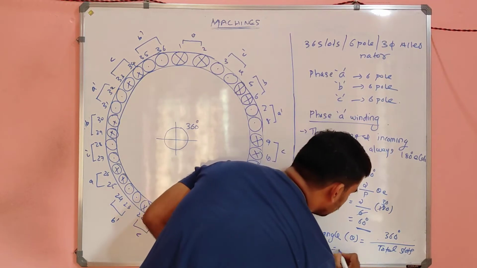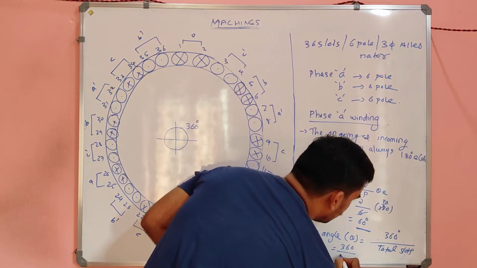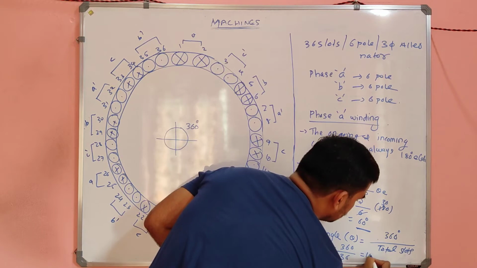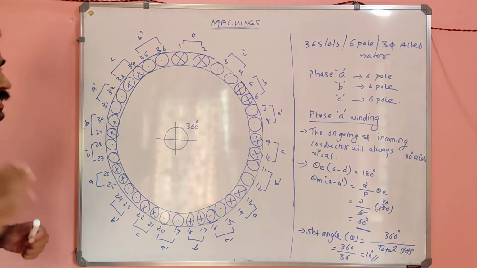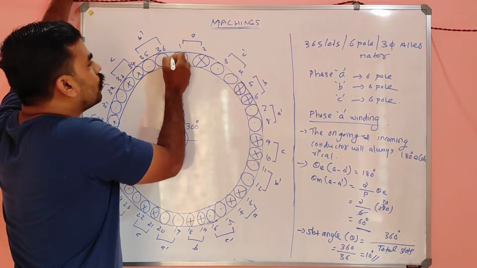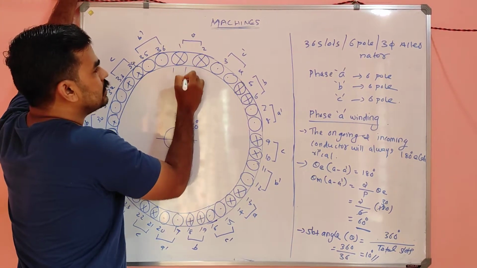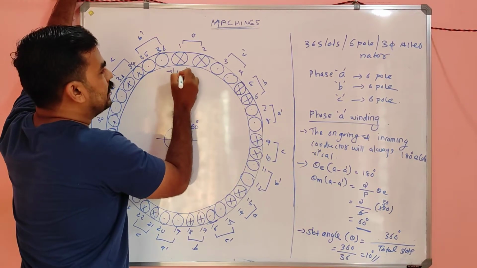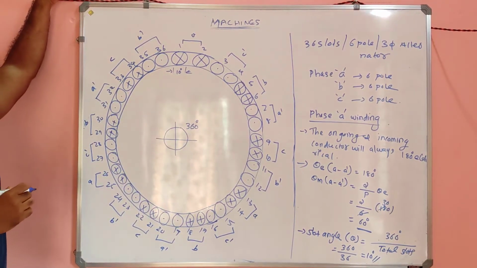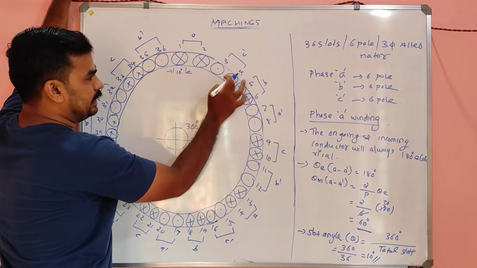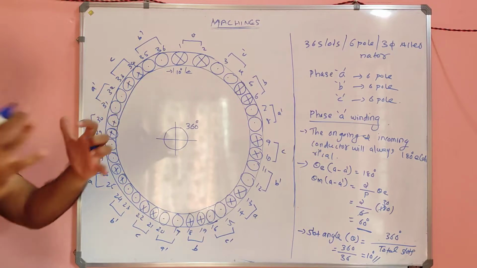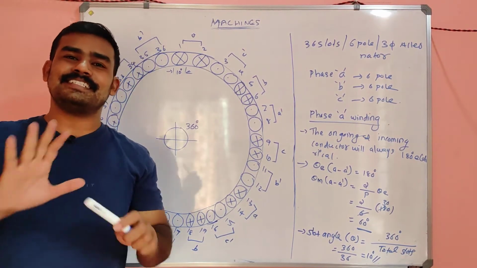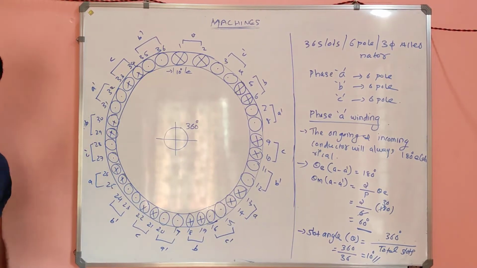So which will be equal to what, my dear? 360 degree divided by 36, so it is equal to 10 degree. So slot angle here is 10 degree. That means each slot carries an angle of 10 degree. Likewise, this carries 10, this carries 10, this carries 10. Total 36 slots carry an overall 360 degree. That's the meaning of slot angle.